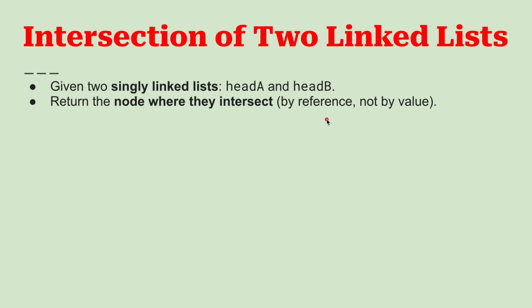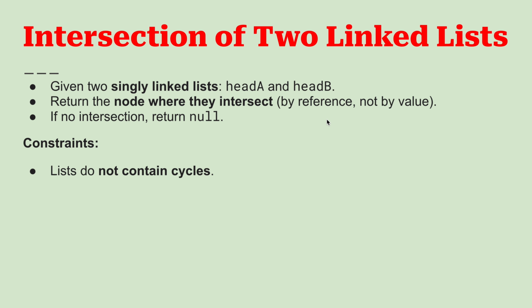Because both can contain the same value, right? But the nodes can be different. Understood? If no intersection happens, we'll return null. If it is happening, we'll return the node. Okay. What are the constraints?